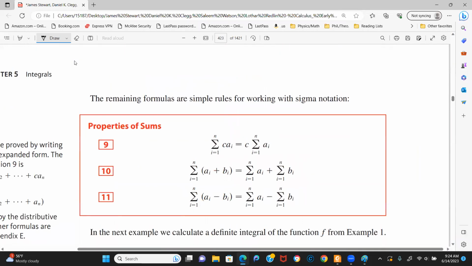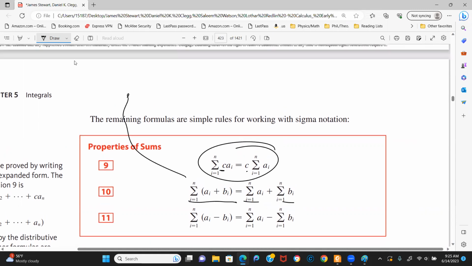And then there are some other ones. We already used this one actually. If you have a scalar multiple, so we had 3 over n, you can just factor it out. And if you take a sum of a_i plus b_i, you can distribute the sum over that, and the same thing with the difference. Let me actually just kind of justify this one a little bit.